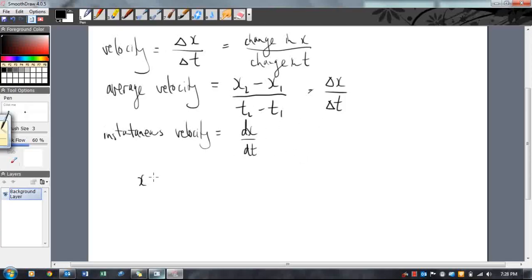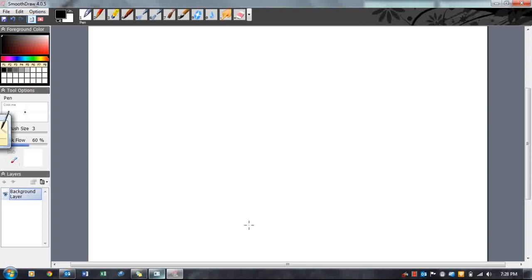If we know some function x is a function of time, then all we need to do to find the velocity, that's equal to dx/dt. We just need to take the derivative of x to find the velocity function. And that's very, very important. So that's velocity. Let's have a look at the next step in the chain, and that is acceleration.